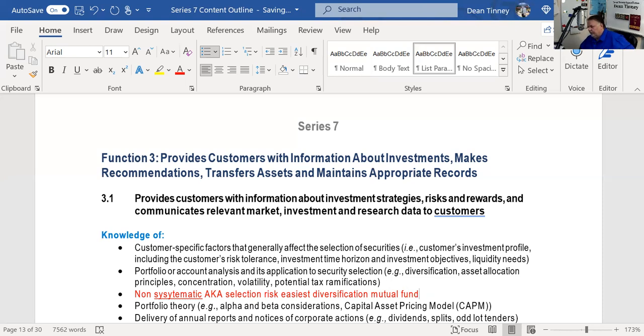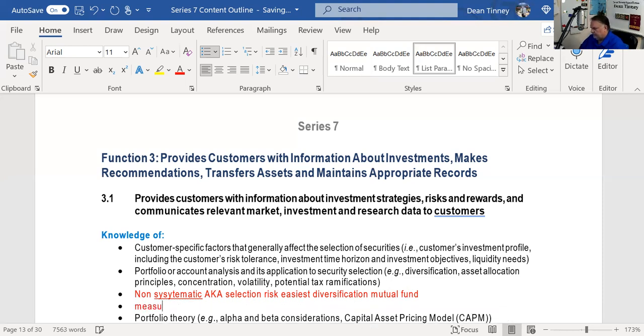Asset allocations, concentration, volatility. We have a measurement of volatility, test question, of a stock or bonds, a stock or funds, or mutual funds. Volatility as compared to the market is known as beta. That's a test question. So beta 1 would mean market goes up 10%, the stock or the fund should go up 10%. Beta 2, it should go up or down twice as fast as the market.